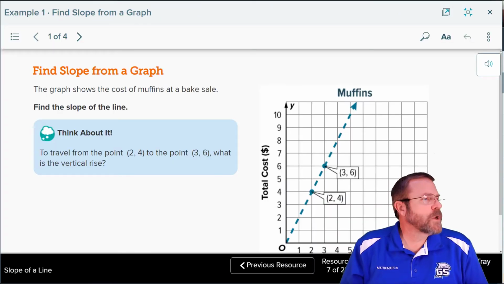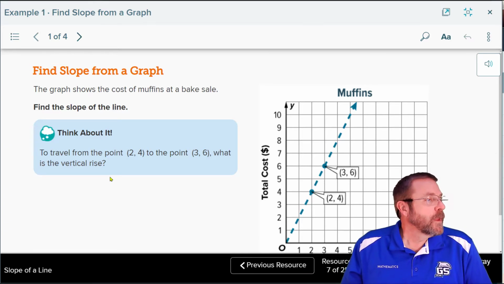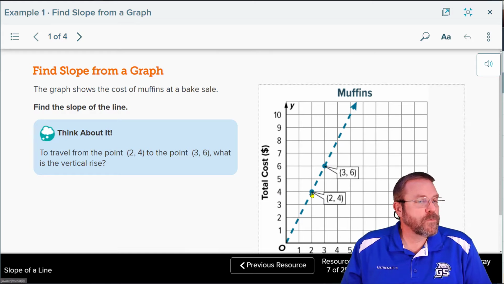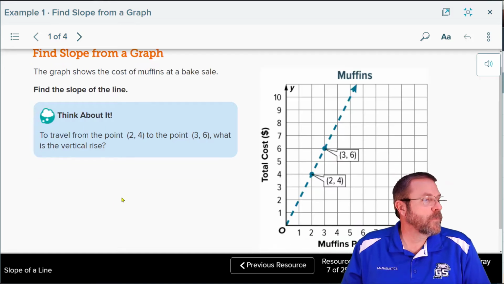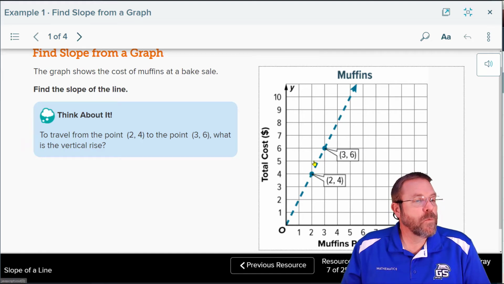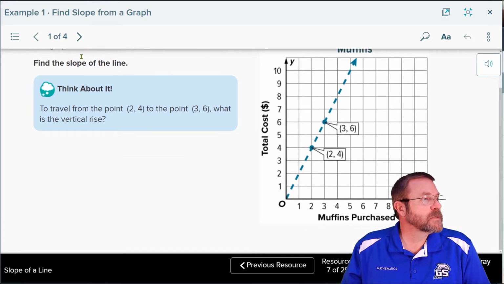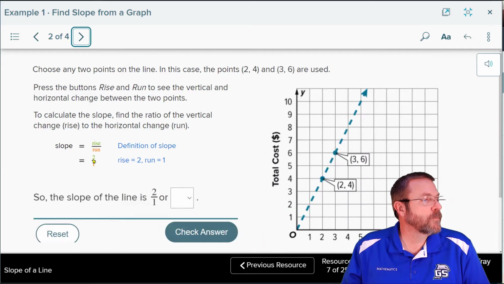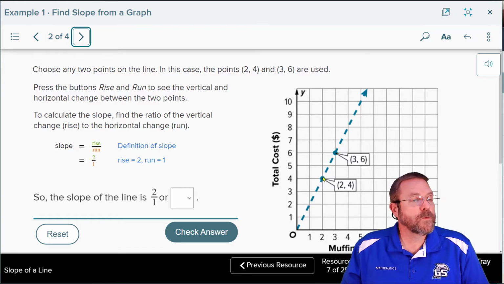Now this graph is showing how much the cost of muffins is at a bake sale. And you can see you have a graph that travels from point 24 right here to point 36 right here. And it wants to know what the vertical rise is going to be. Well, the vertical rise is going to be 1, 2. So our rise is going to be 2. Let's see if they're going to give a spot to put that. Nope, they did put it right there. Meanwhile, the run is going to be 1. So we rise 2 and run 1. That gave us a rise over run of 2 over 1, and 2 divided by 1 is 2.